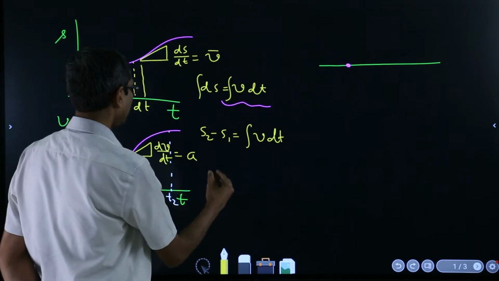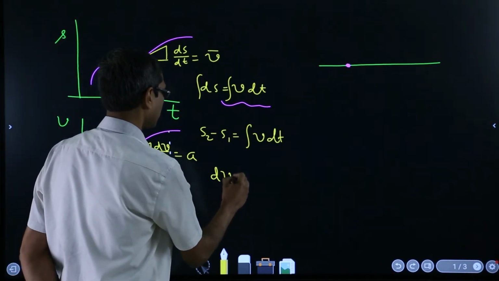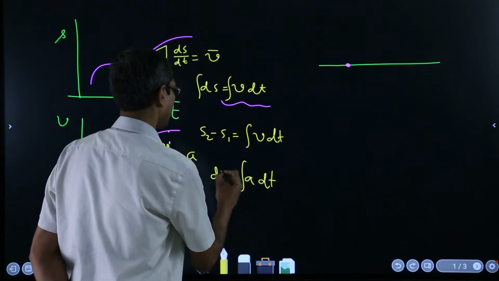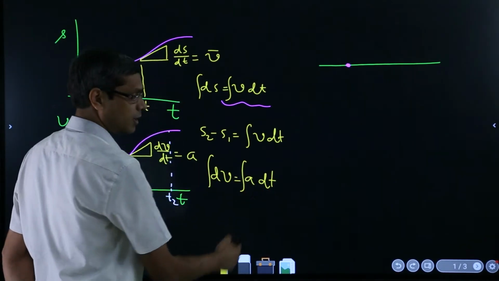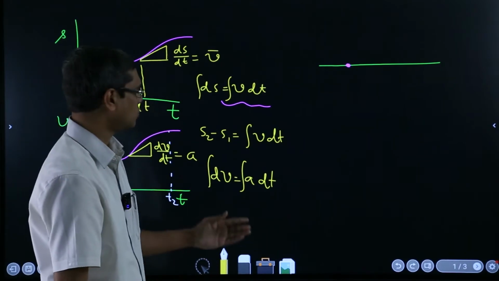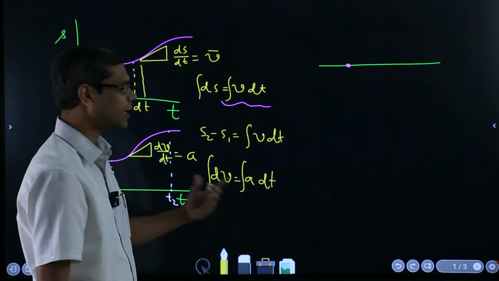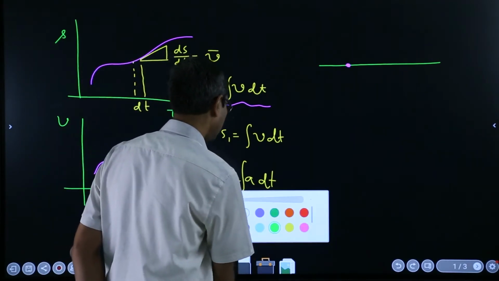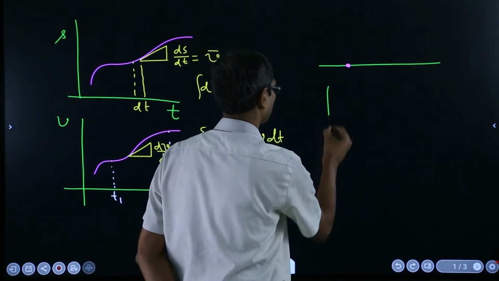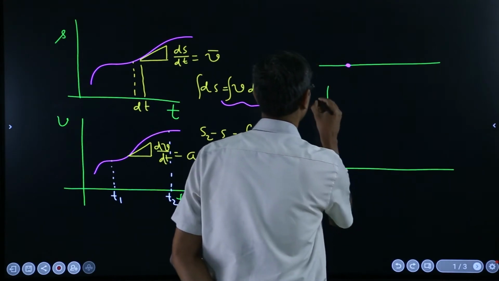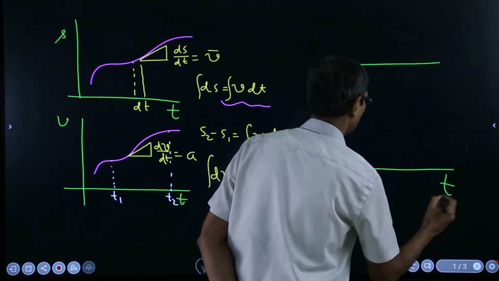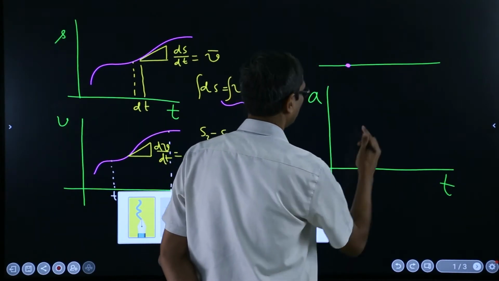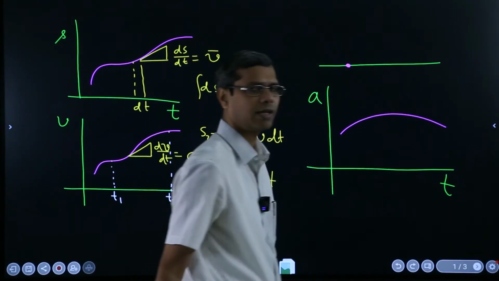Now from here we can write that dv is nothing but a dt, and again if you integrate, this integration we are doing so that we can talk about the area under the curve, which will again reflect here. Suppose I draw a versus t now, and suppose you have a curve like that.